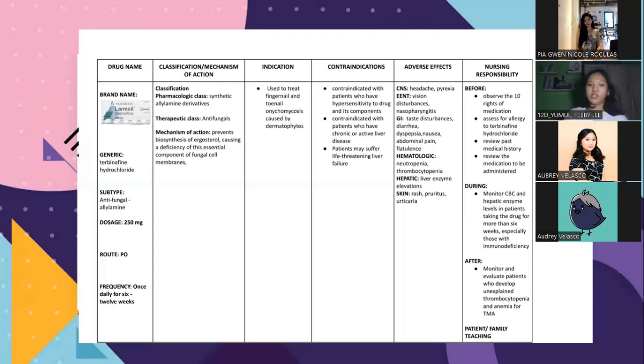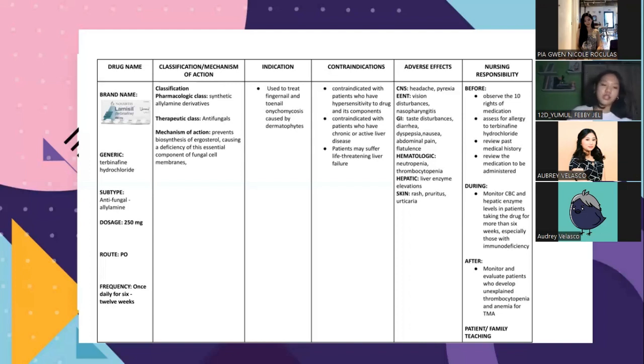For hematologic, neutropenia occurs when you have too few neutrophils. We also have thrombocytopenia, which occurs when the platelet count in your blood is too low. For hepatic, we have liver enzyme elevations, and for skin, we have rash, pruritus, and urticaria.